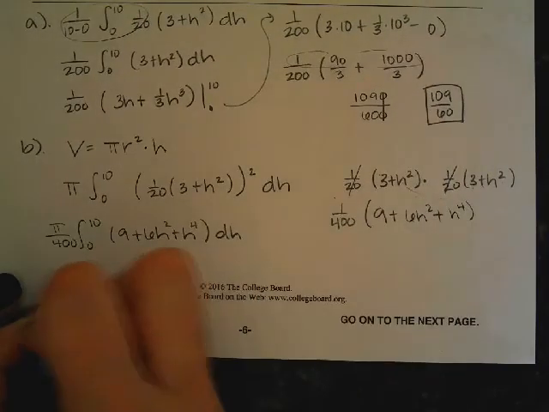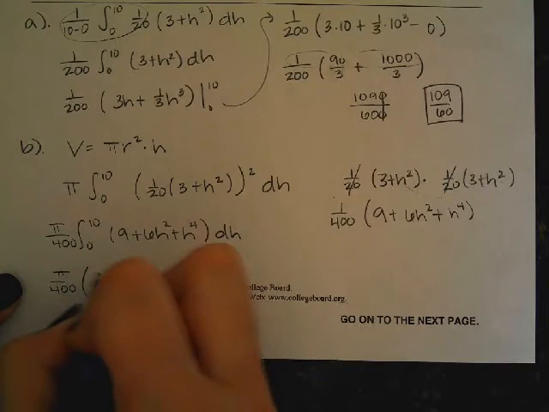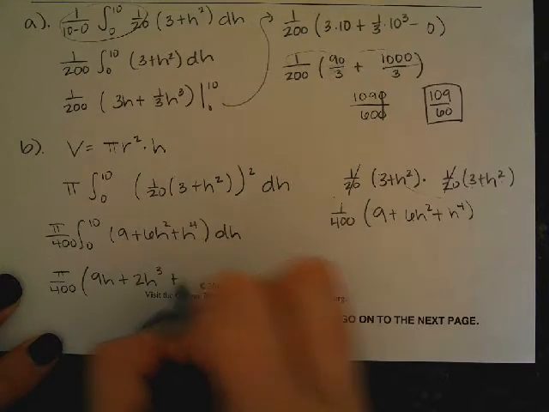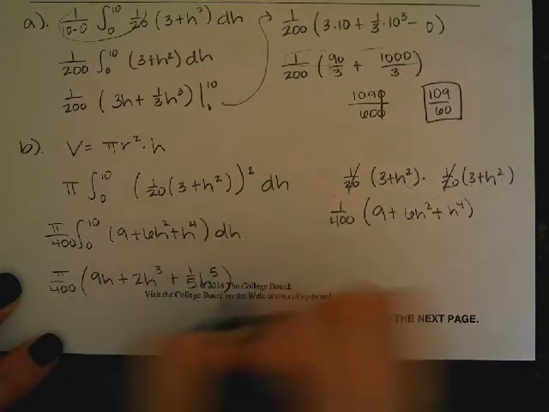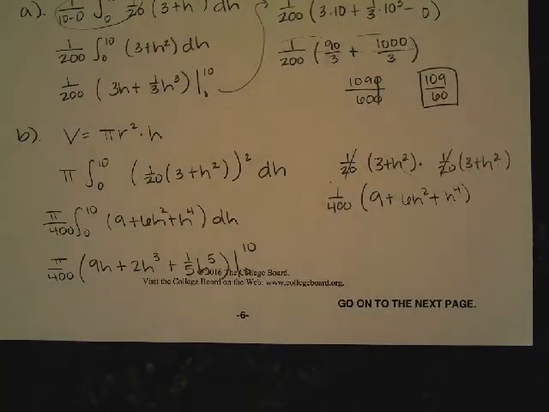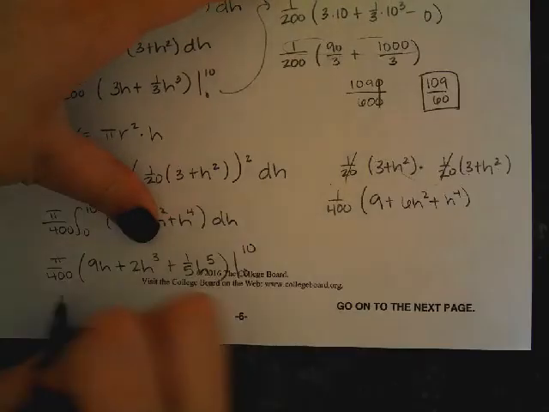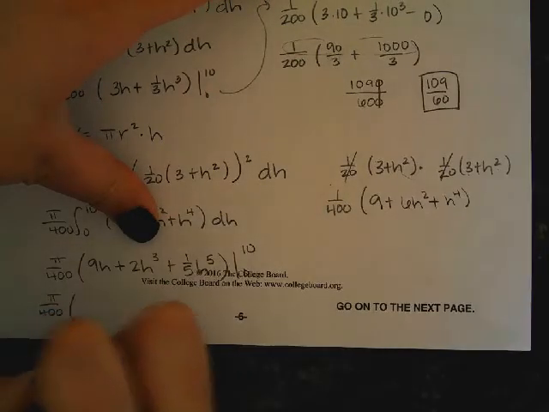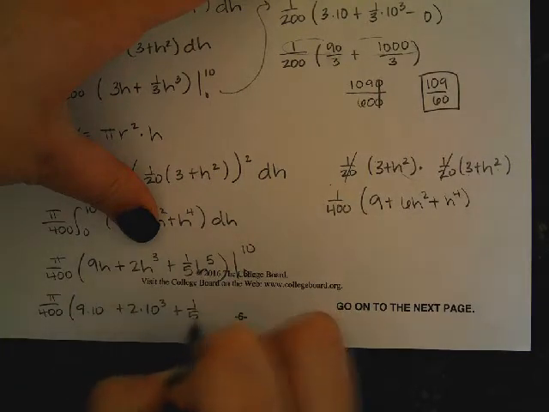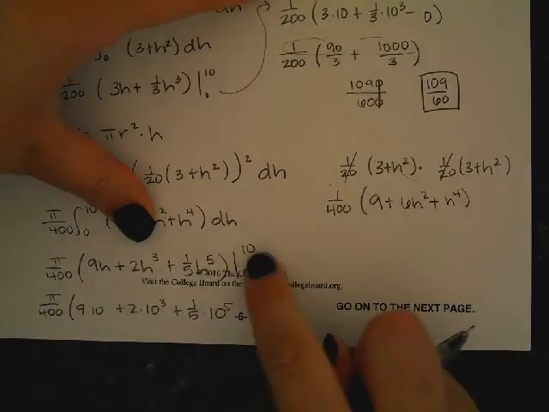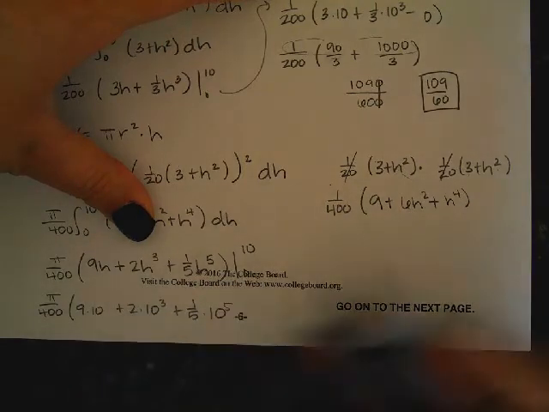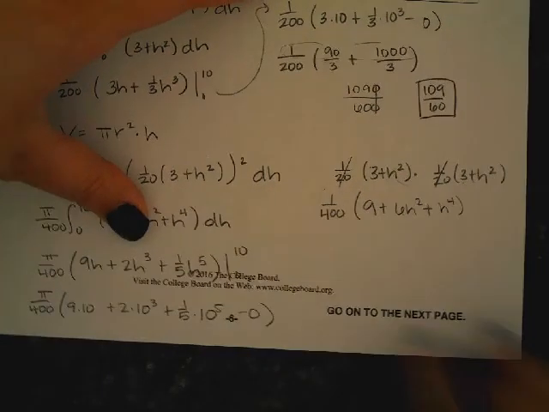Okay, so I've got pi over 400. I've got 9h plus 2h to the 3rd plus 1/5 h to the 5th, and I'm evaluating that from 0 to 10. So this is what I get when I plug 10 in for everything. And then when I plug 0 in for everything, I just get 0. So I'm subtracting 0 off the end.